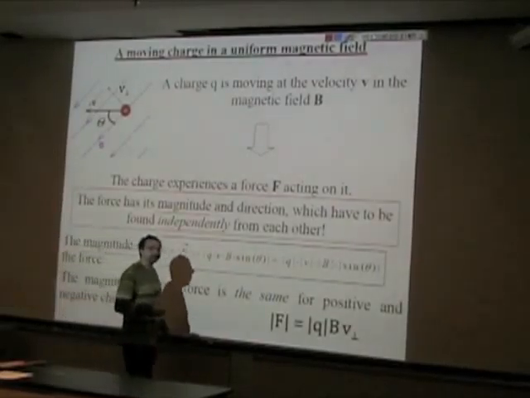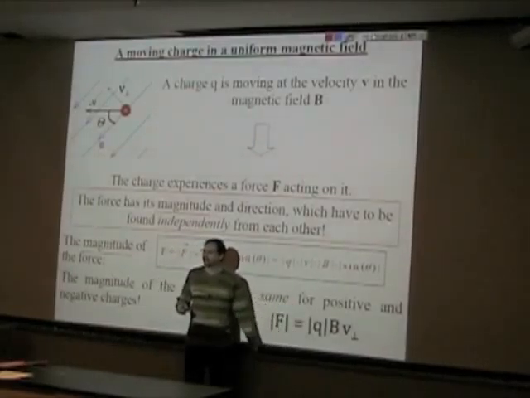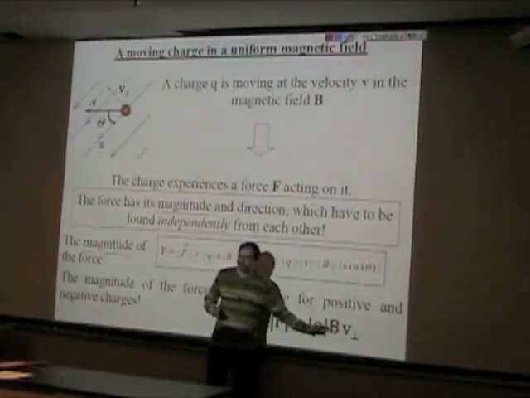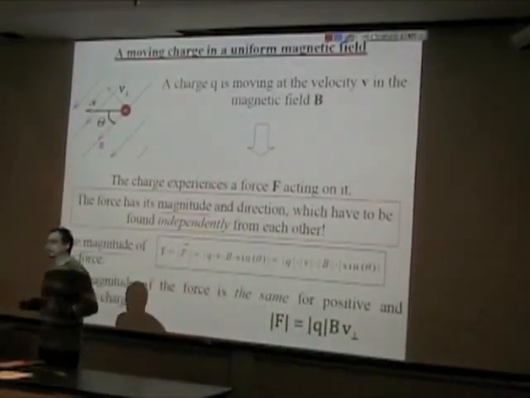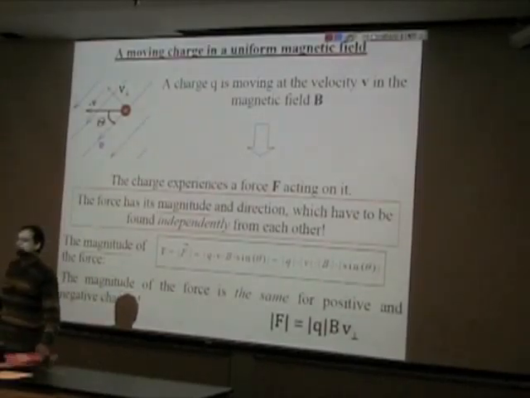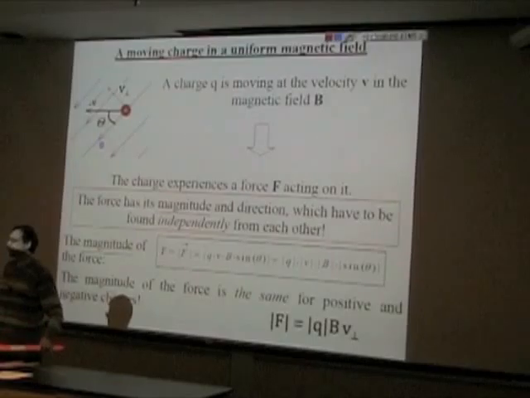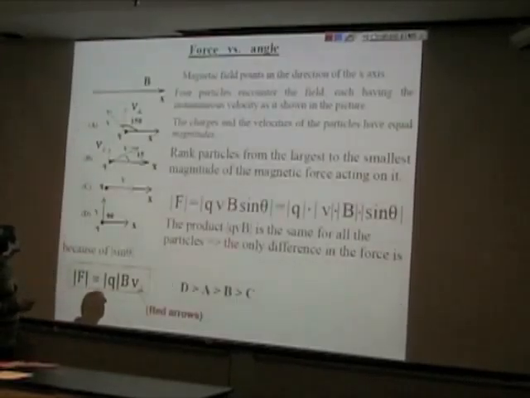It is easier to carry on calculations with this expression. Here we can see that only that component of velocity which is perpendicular to the field is important. If velocity doesn't have a perpendicular component, there is no force. Now, we can use this fact to answer this question quickly.